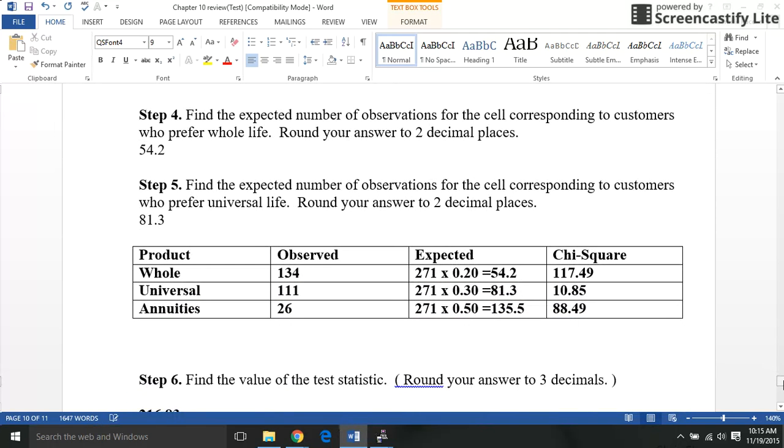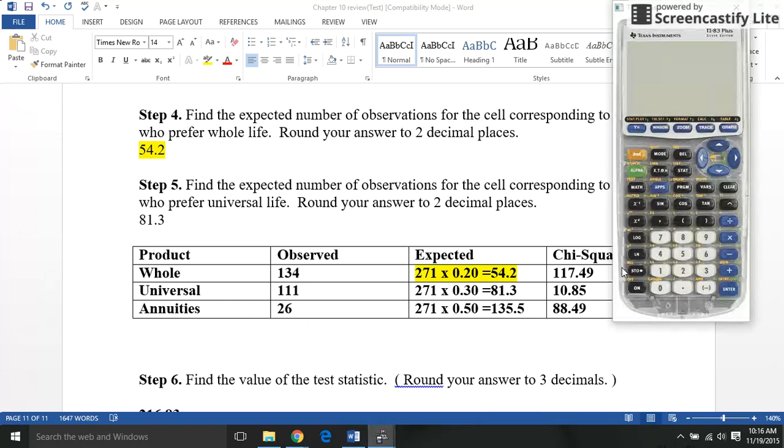So now you have to do the observed. Again, I made a table, and I put my observed in there. And now I want to look for my expected. All I did is my N, which is my sample size, times the probability for each category as listed. So for whole, it's 271 times 0.20, which gives me 54.2. Universal is the same, but the probability is 0.30, and annuity is 0.50. The sample size stays the same, but your expected values are going to be different. So that's where I'm getting these expected values. The expected value for whole life is 54.2. For universal now, it's 81.3.